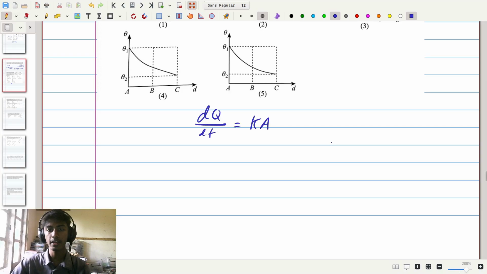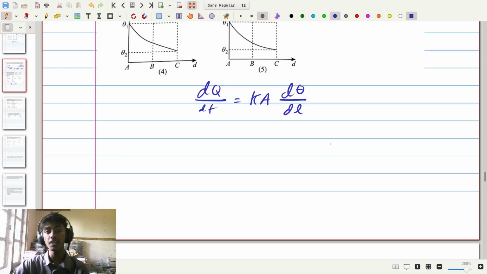equals KA times dθ/dl, where dQ/dt is the rate of heat flow per unit time through a given object. K is the coefficient of thermal conductivity of that object, which is constant for that given material. A is the cross-sectional area through which the heat dQ is flowing, and finally dθ/dl is the temperature gradient across the area A.